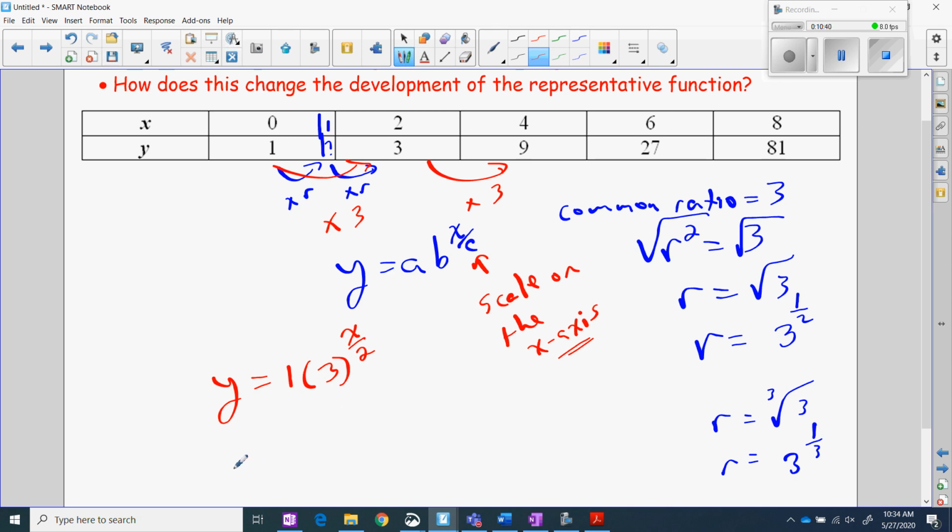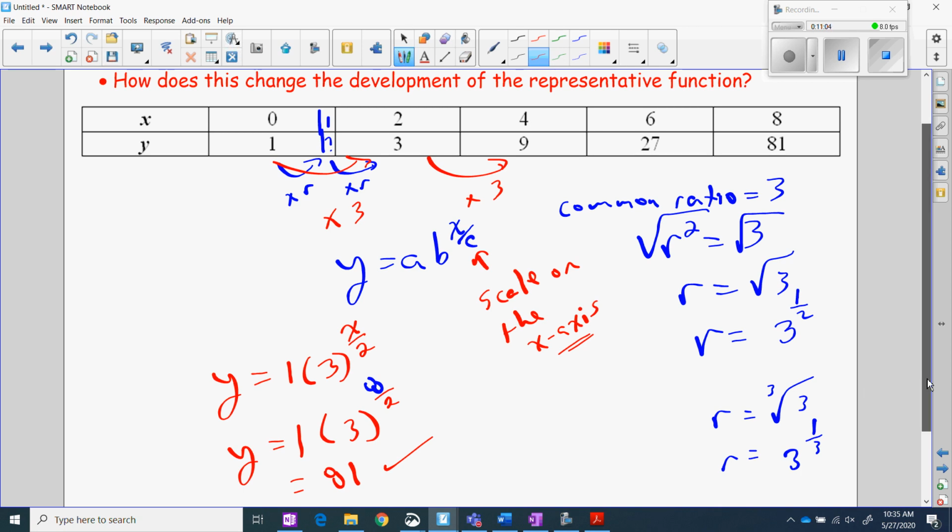So again, you can say, oh, I don't know, did I do that right? Let's try 8. So if x is 8, I should get 81. 1, 3 to the exponent, 8 for x over 2. 8 over 2 is 4. 3 to the exponent 4. 81. It works.